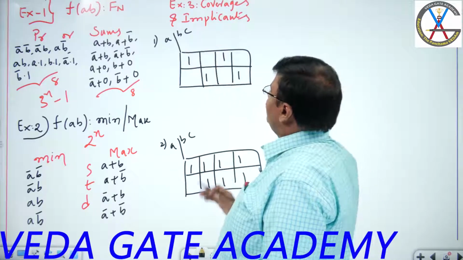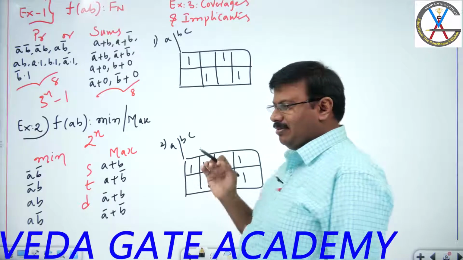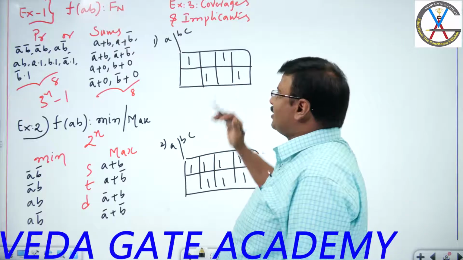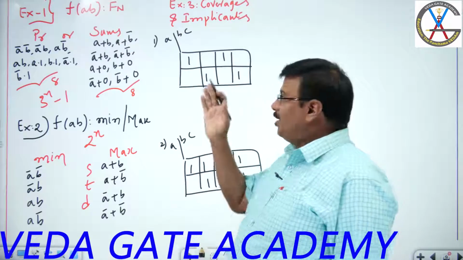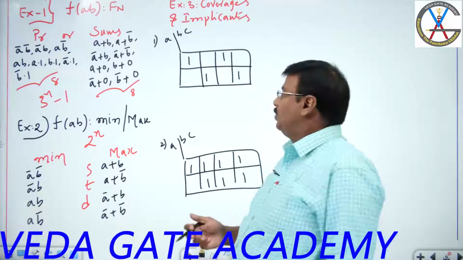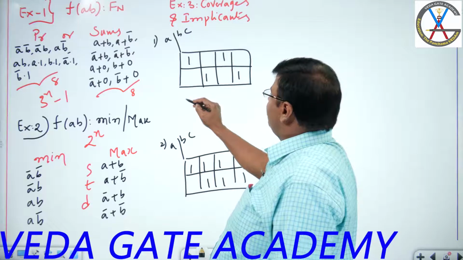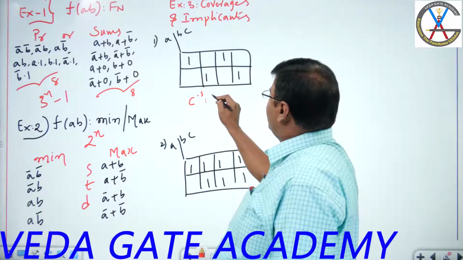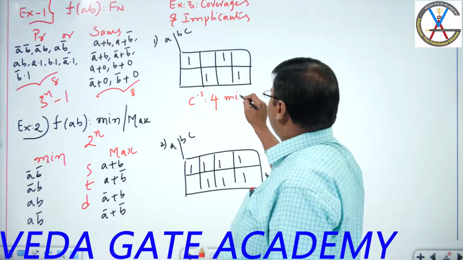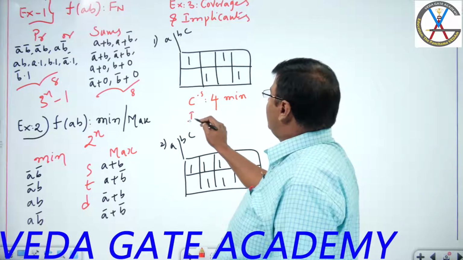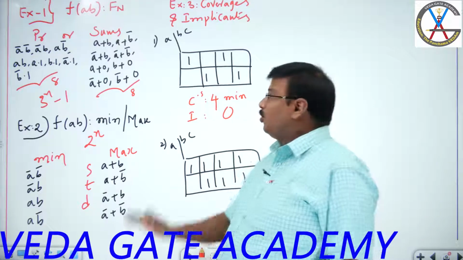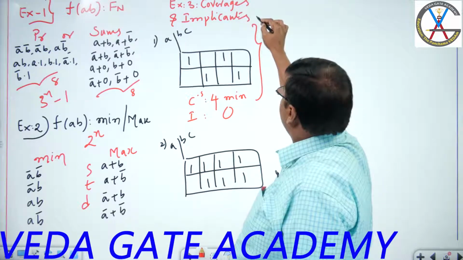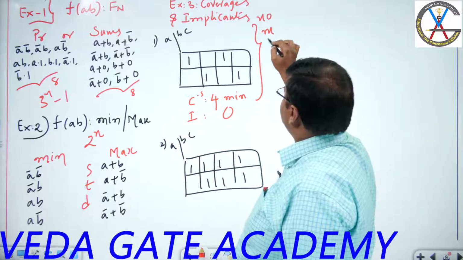In this particular one, what is the definition of an implicant? A minimized coverage. But in this map, there is no minimization. Not even a single square has a pair. Check it out. So in this particular example, the coverages are 4 min terms and the implicants are 0. No minimization.